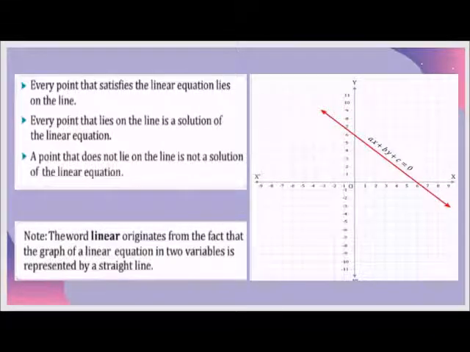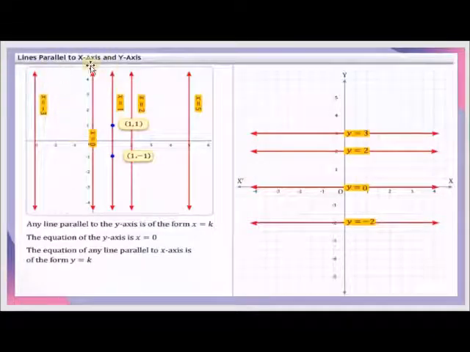Fine. Then lines parallel to the x-axis and y-axis. Here if we draw x equals 1, then x equals 2, then x equals 5, x equals -3, these lines are parallel to the y-axis. Therefore any line parallel to the y-axis is of the form x equals k, where k can be negative or positive. The equation of the y-axis is x equals 0.